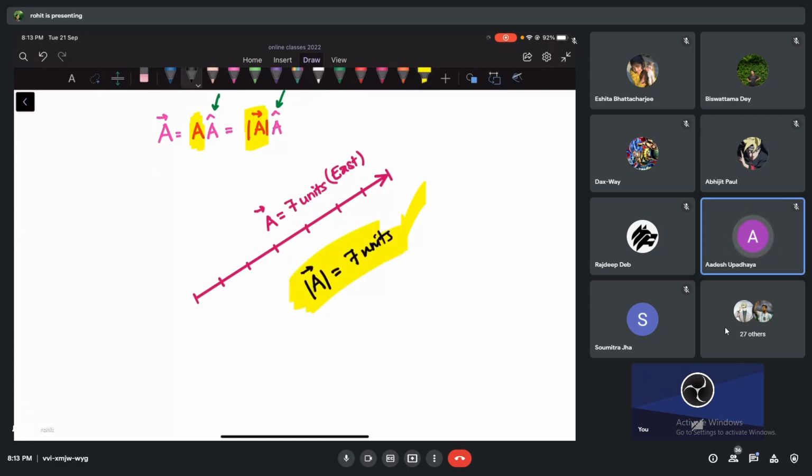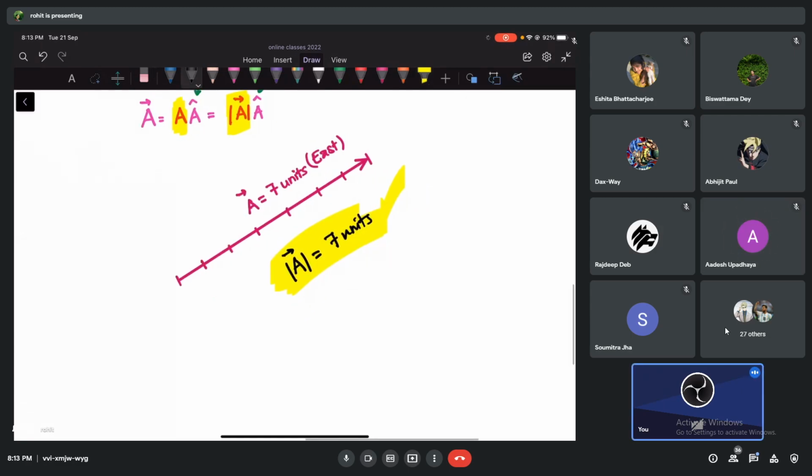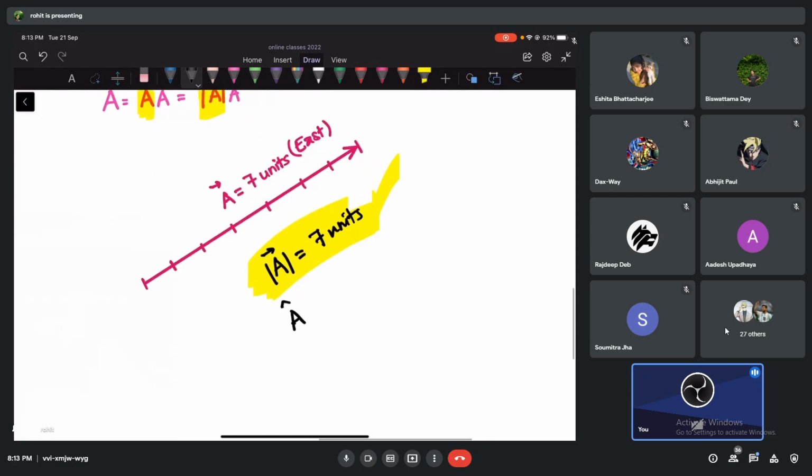Then what about the unit vector? Now you should also see where is your A hat. I will show you that. See, unit vector by the name itself, right? Unit vector means it is a vector. It should point in the direction of which vector, guys? It is a vector.